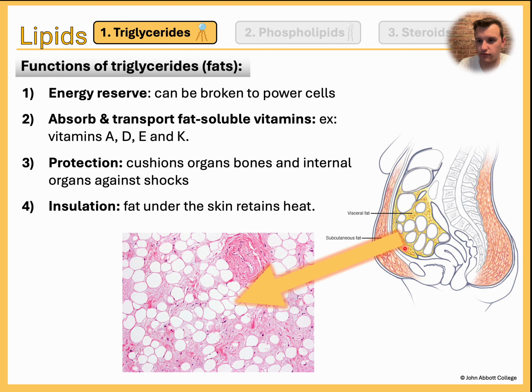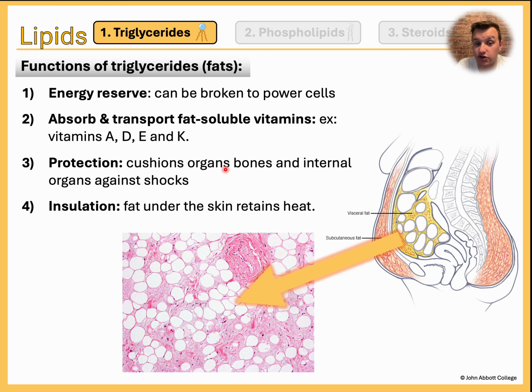Fat is good for you. A lot of people think that it's not good. Fat is needed. You need fat in your body to have these reserves, right? Too much of it is not good, of course. Too little of it is not good either. You need just the right amount. Fats absorb and transport fat-soluble vitamins. So vitamins A, D, E, and K, these are fat-soluble.